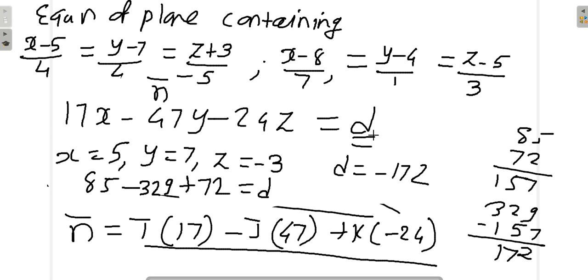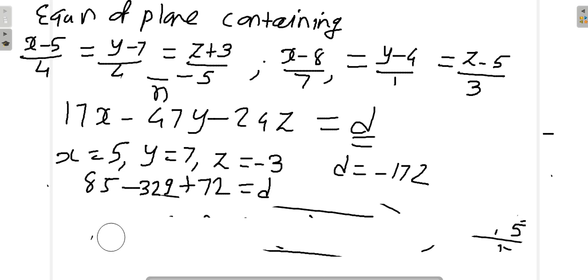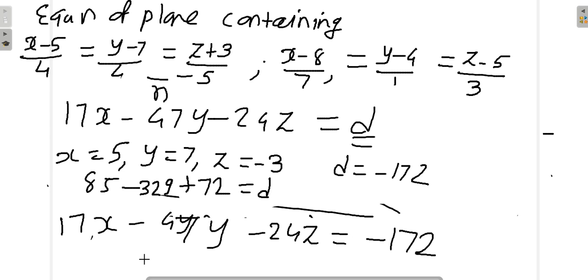So what is your final answer? The final answer is 17x minus 47y minus 24z equals minus 172. This is the way you can find the equation of plane containing two lines.